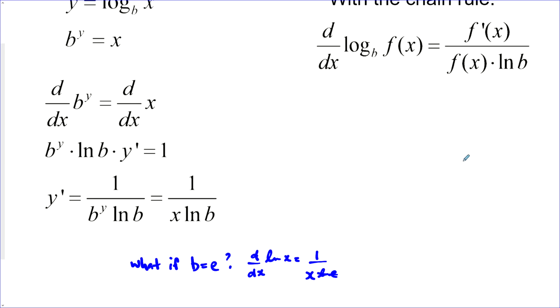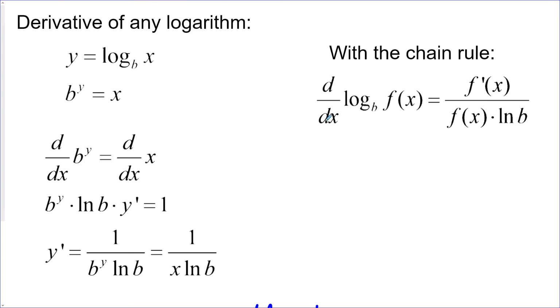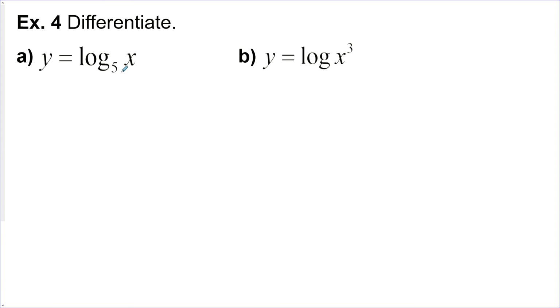Okay, and if you need to use the chain rule, this is how it will look. If you have the log base b of some function f of x, then it's 1 over that function times the natural log of the base, and then you'd need to do the derivative of the function. Differentiate these equations. So y prime is equal to 1 over x times the natural log of 5.